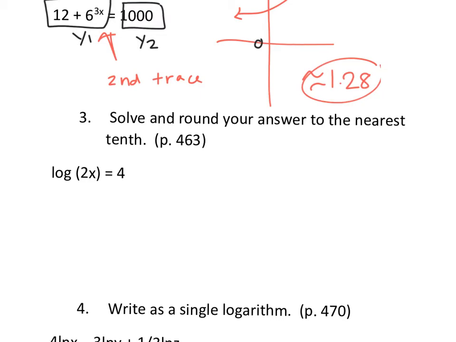So this is a logarithmic equation. What you want to do is write it as a single log, and it's already written as a single logarithm. So I'm going to write it as log base 10 of 2x. Remember, if there's not a base given, you can assume it's base 10. That's our common logarithm. So now I'm going to write this as an exponential equation. 10 to the 4th equals 2x. Then to solve for x, I just do 10 to the 4th divided by 2, and I get 5,000.